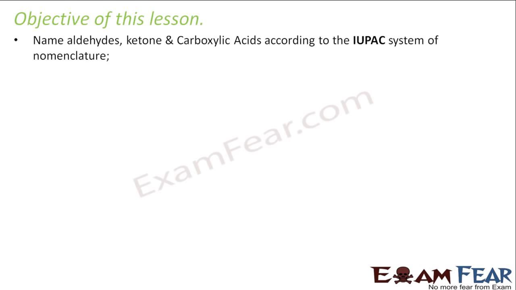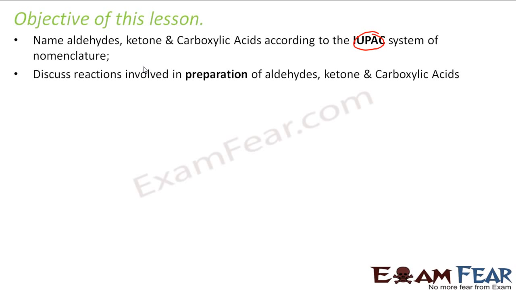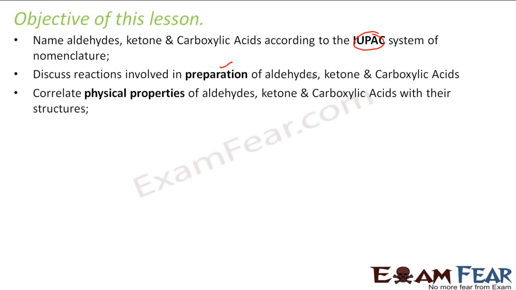The objective of this lesson is to name aldehydes, ketones and carboxylic acids based on their IUPAC names and also based on their common names. We'll also discuss the reactions involved in the preparation of these three compounds, that is aldehydes, ketones and carboxylic acids. We'll also discuss the physical properties of aldehydes, ketones and carboxylic acids, and the structures of these compounds and how these physical properties are linked to these structures.